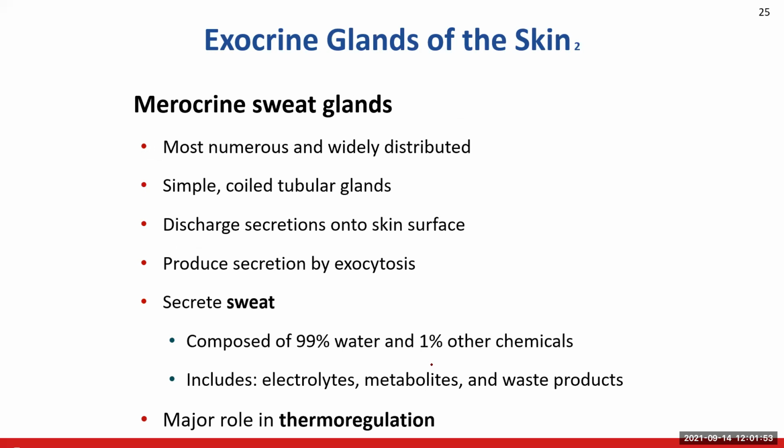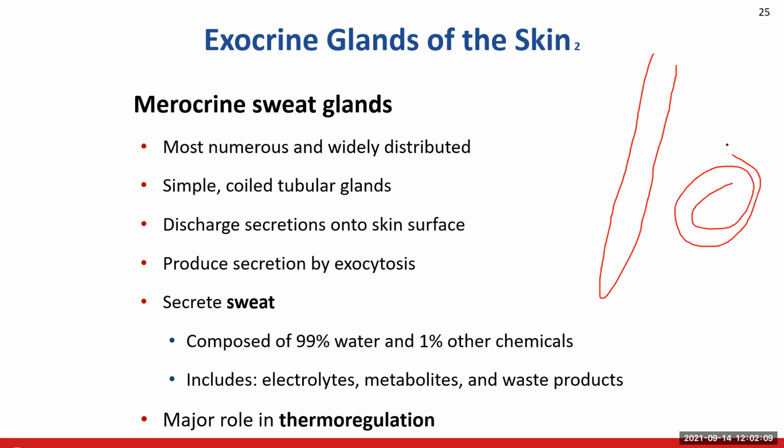All right, so merocrine glands, these guys are going to be the most popular gland. They are what we call a simple coiled tubular gland, which is basically a big long tube that we've rolled up, and so it looks like that. Their job is to discharge their secretions onto the epithelial surface of your skin.